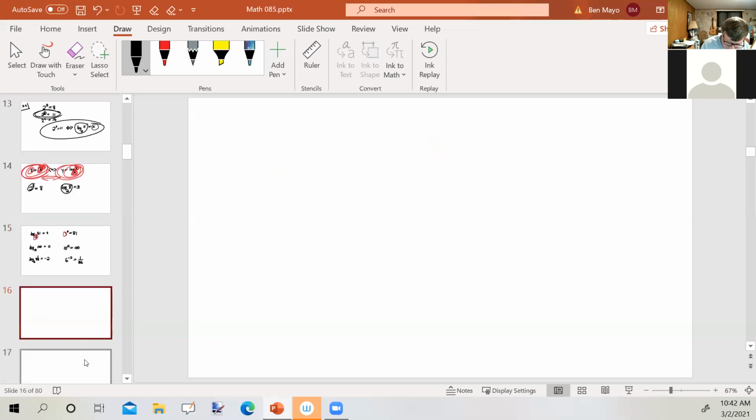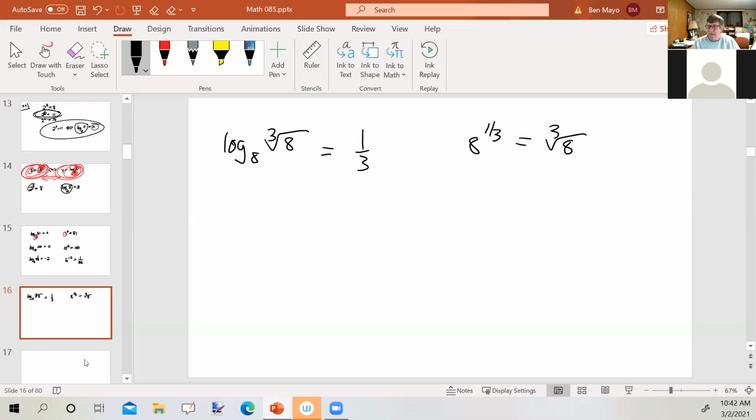Let's see, how about this? Log base 8 of the cube root of 8 equals 1/3. If we wrote that as an exponential equation, that would be 8 to the 1/3 power equals the cube root of 8. And doesn't 8 to the 1/3 power equal the cube root of 8? That's just exponential versus radical notation. Okay, let's see, how about this one? X equals log base 9 of 81. So this becomes 9 to the x power equals 81.